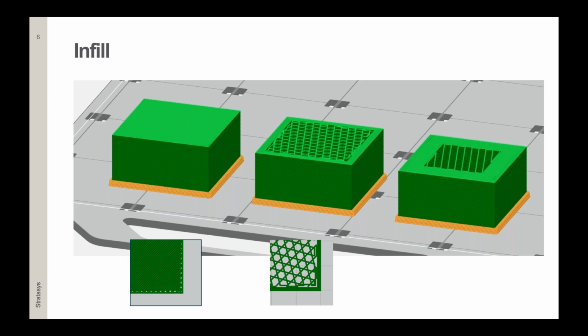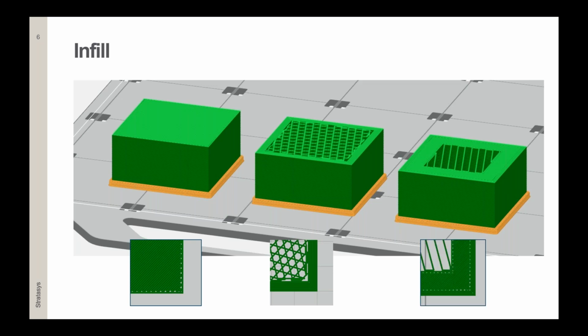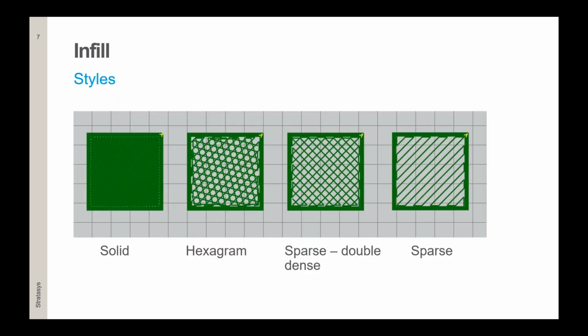Using different settings in GrabCAD Print, we can change the density of the part. We can also change the thickness of the surface or a body, for example, or even use different bodies to assign different densities to the whole part. So let's look at what infill styles we have. We have solid, hexagonal, sparse double dense, and sparse infill styles as default.